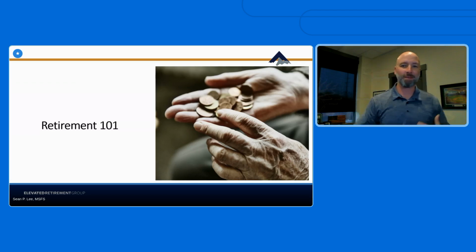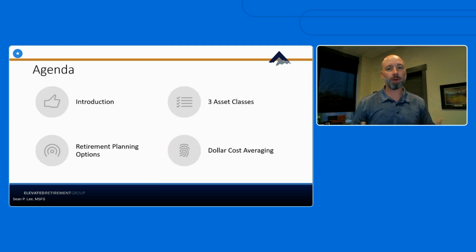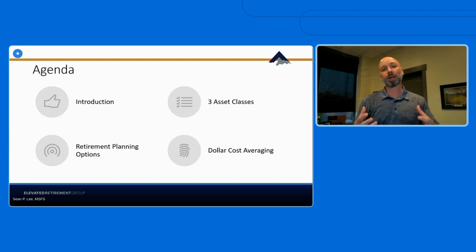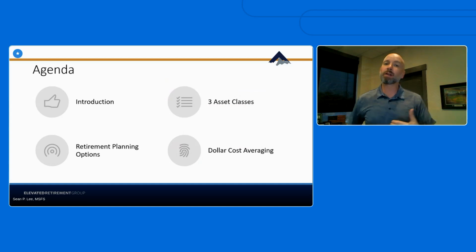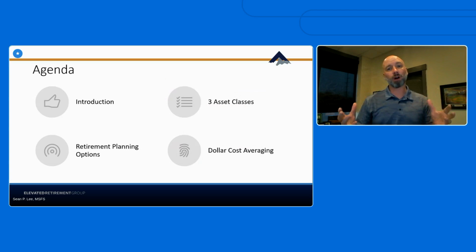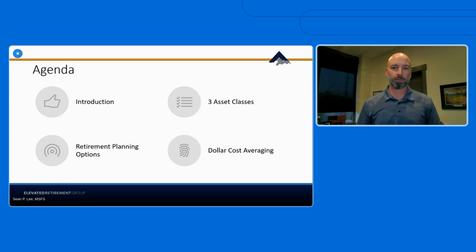I'm Sean Lee. I'm managing partner here at Elevated Retirement Group, and I'm going to spend 30 minutes walking you through Retirement 101. Now, what are we going to speak about today? We're going to talk a little bit about your retirement planning options. We'll talk about the 3 different asset classes that you can invest your money in when it comes to planning for your retirement. And we'll talk about the power of dollar cost averaging and how dollar cost averaging in decreasing markets can actually help your plan.